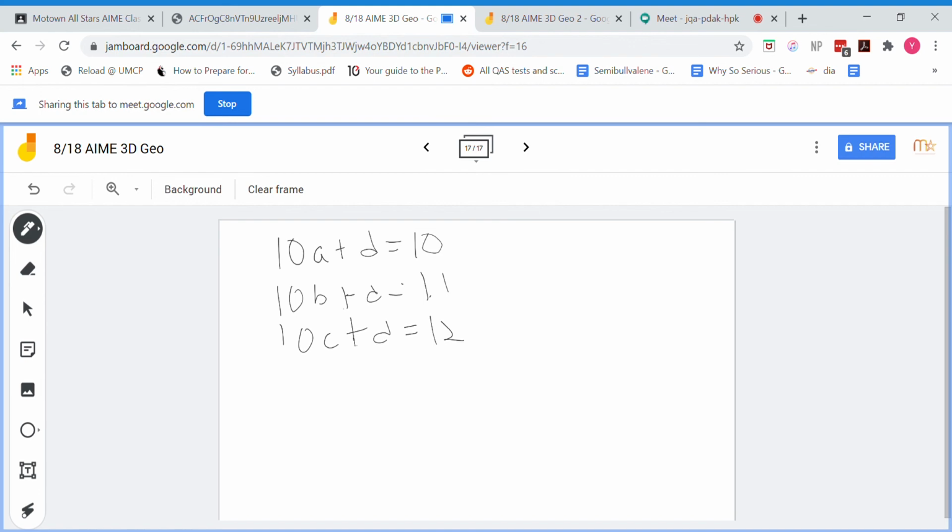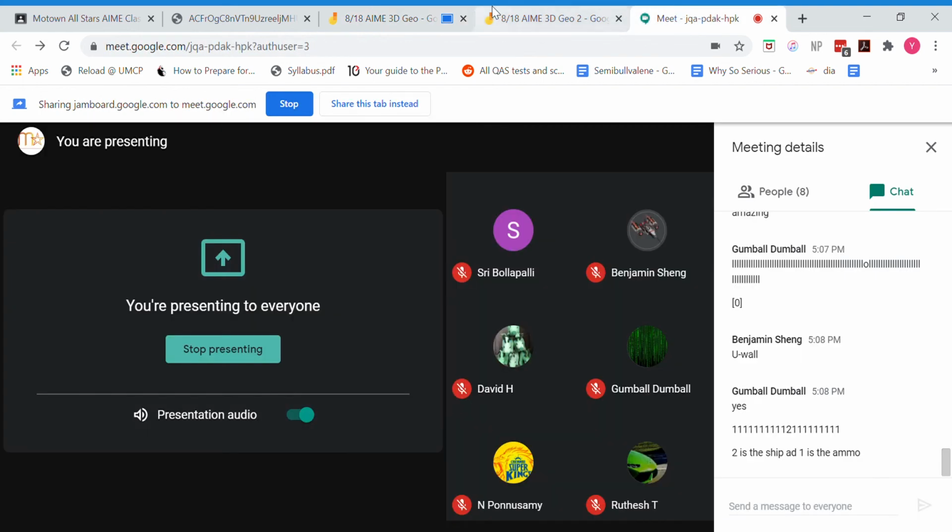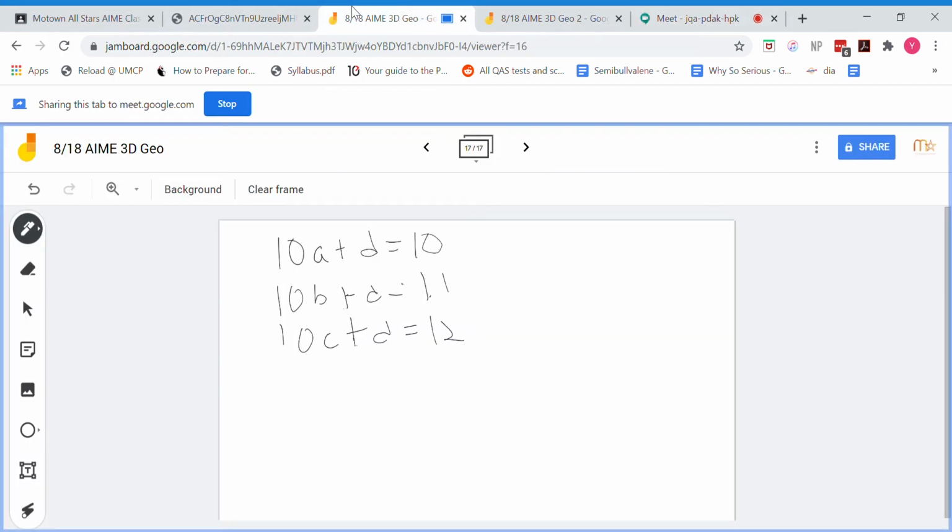So this looks like we have three equations and four variables. What do we do here? Well, we must not forget that we also have the additional constraint that we imposed at the start, which was a squared plus b squared plus c squared equals 1. Or we can just get rid of the square root.